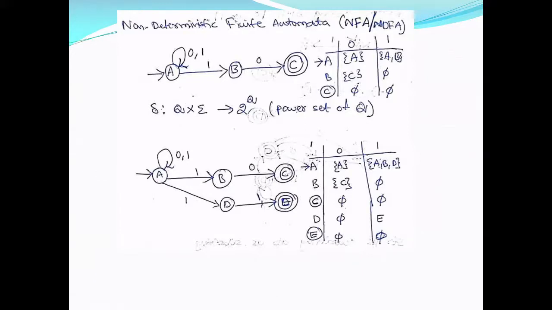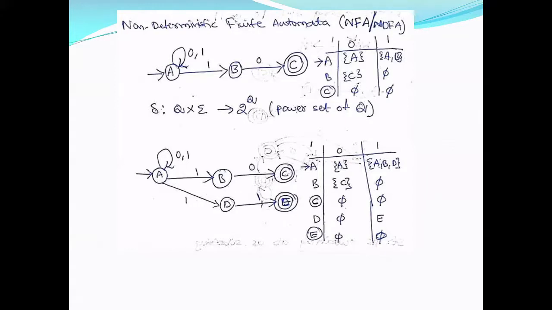Now we'll go to non-deterministic finite automata. Earlier what we have defined is deterministic finite automata. Now I will go for the next variation of the finite automata, non-deterministic finite automata.